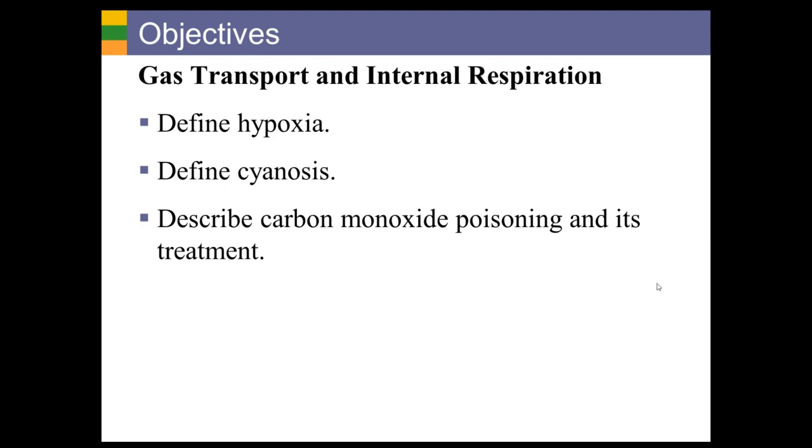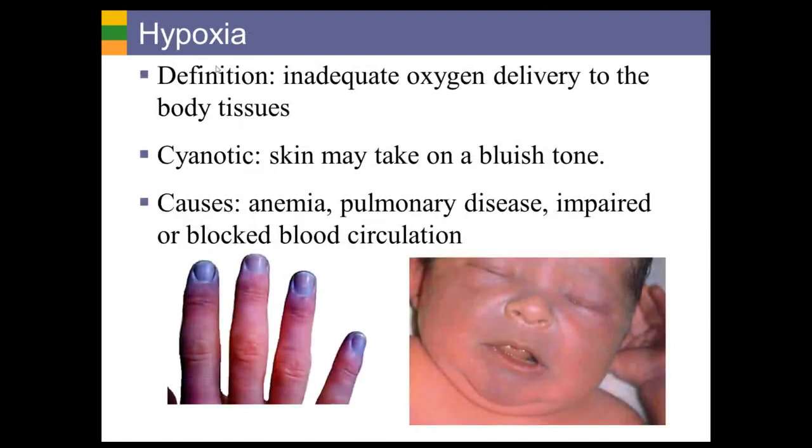Okay, well, we're going to continue to talk about internal respiration and just pretty much define a couple of terms: hypoxia, cyanosis, and carbon monoxide poisoning, and talk about its treatment. So hypoxia is inadequate delivery of oxygen to the tissues. It can be due to anemia. It can be due to a pulmonary disease where there is improper oxygenation of the blood. This could be due to high altitudes. You could have a blocked artery or circulation, any reason where there could be decreased delivery of oxygen to the tissues.